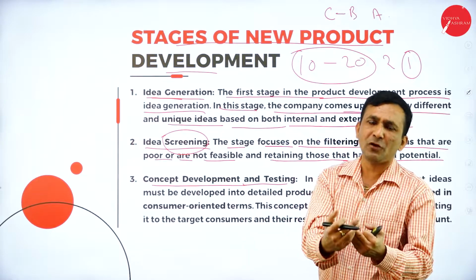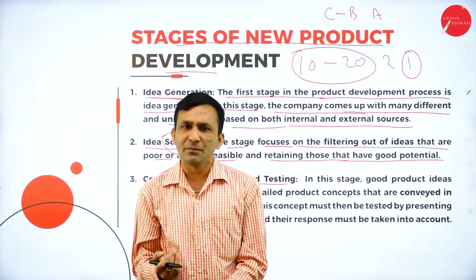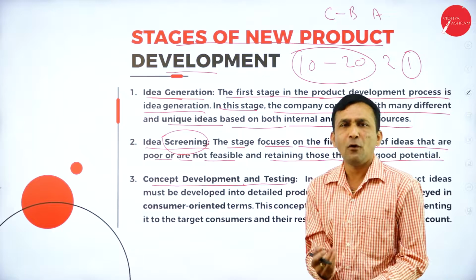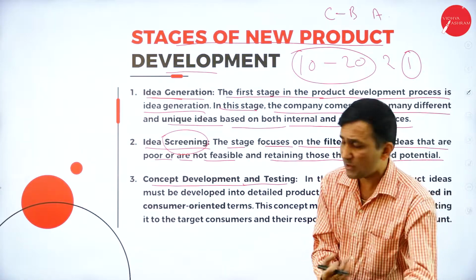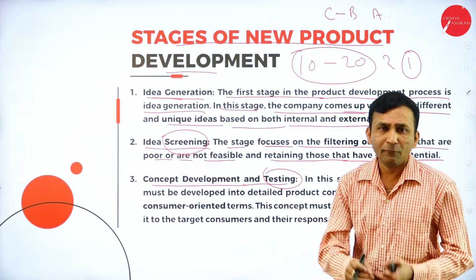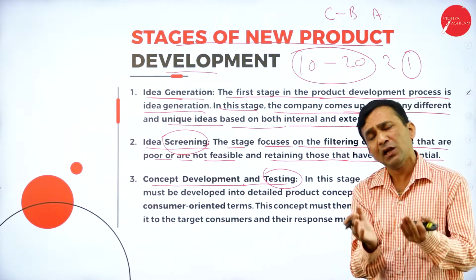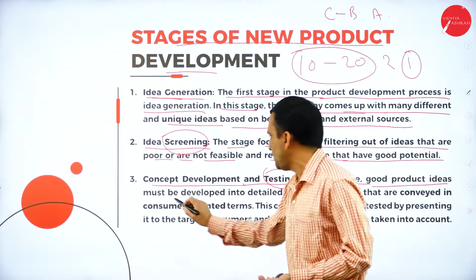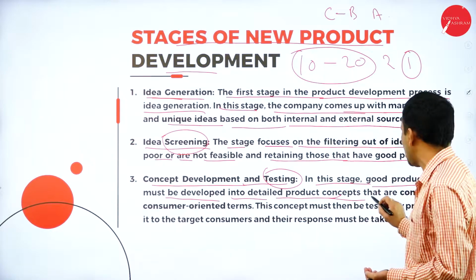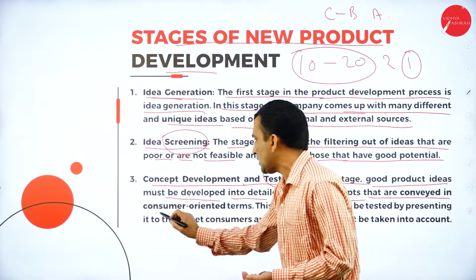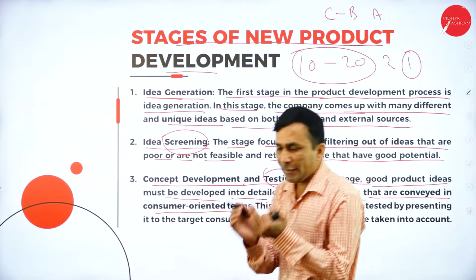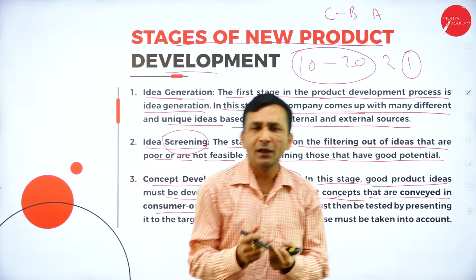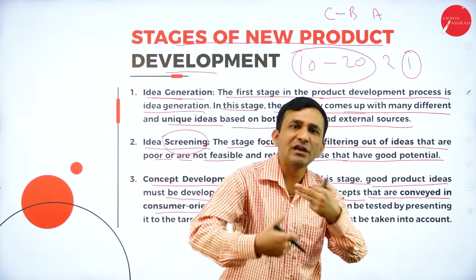So after producing the product, again you want to get a response from the market. Definitely the consumer accepting and rejecting, what opinions they are suggesting, what feedback you are getting from the customers. Of course, when you are trying to do testing only, market testing, you are getting a lot of ideas. And in this stage, the good product idea must be developed into a detailed product concept that is conveyed in consumer oriented terms. Because finally, after selecting out of 10 ideas, you have chosen the best one. Already if you have selected one, now you are trying to develop that product.